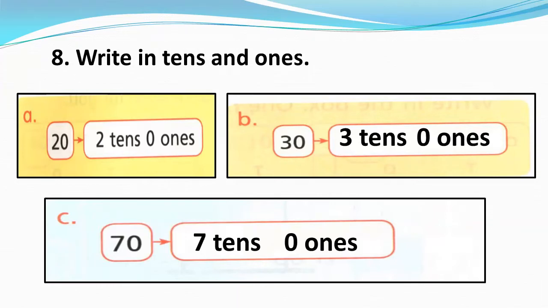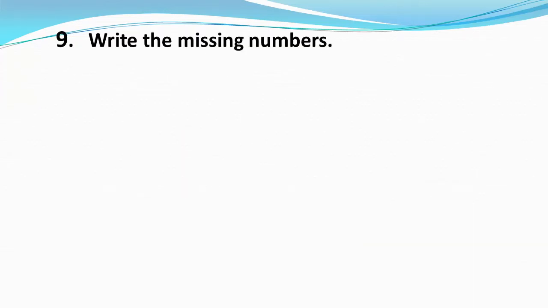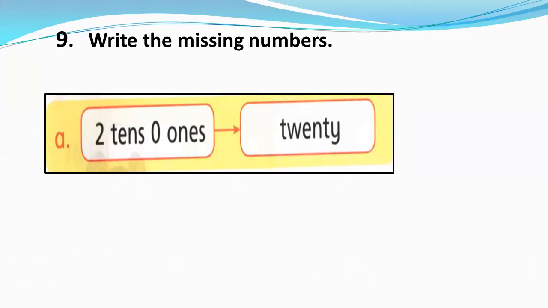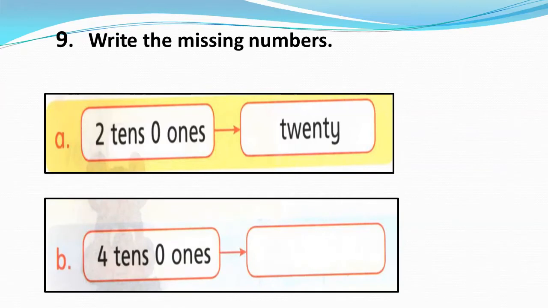Now here is question number 9. Write the missing word. One has been done for you. There is 2 tens, 0 ones. What does 2 tens, 0 ones make? 2 tens, 0 ones makes 20. Then we have 4 tens, 0 ones. 4 tens and 0 ones makes 40. So here we will write 40.